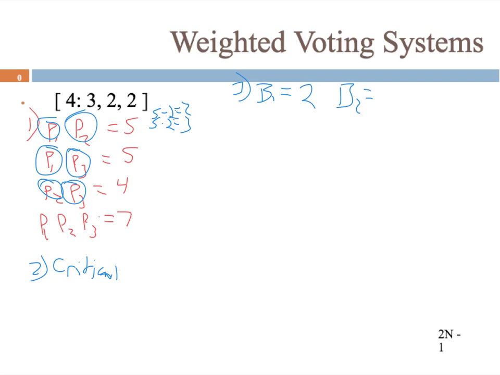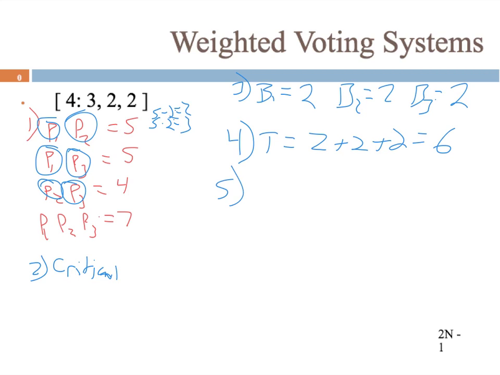Player 2 is critical twice, and player 3 is also critical only 2 times. So in this case, it's going to be very even, and you can already tell it's going to be 33% across the board. But let's go ahead and finish out the calculation. So step 4 would be our total amount of times that everyone's critical, so that's 2 plus 2 plus 2, and that is 6.